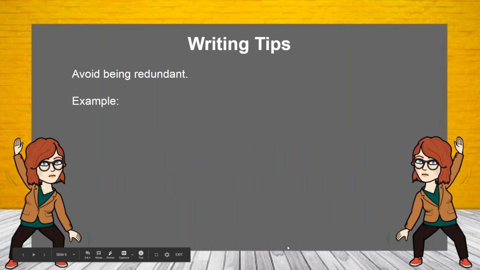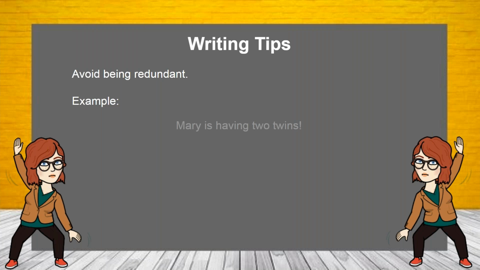Okay, so you want to avoid being redundant. So let's look at the first sentence. Which part of this sentence is redundant? And redundant just means repetitive. Exactly. Twins already means two, right? So it would be more appropriate just to say Mary is having twins.